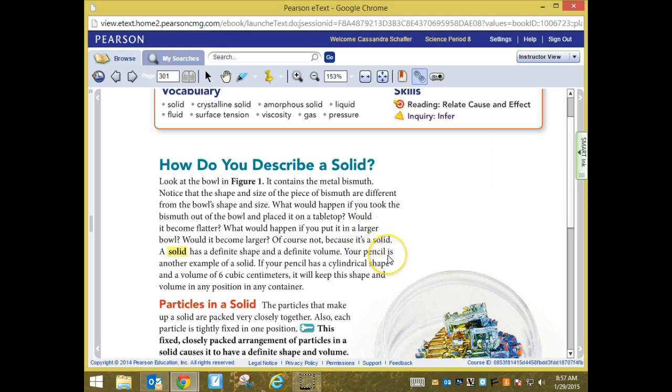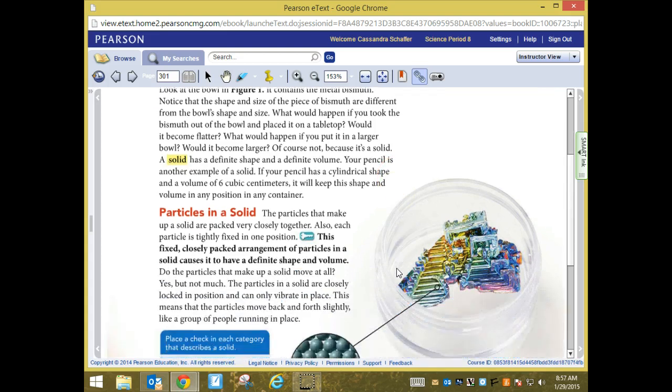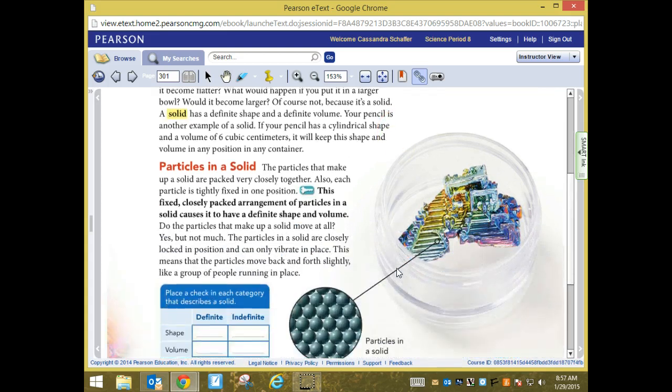So it says, how do you describe a solid? So I'm going to think back to yesterday. I did a lot of describing of solids. Think back to some of the things that I learned. We're going to take a look at the particles in the solid.